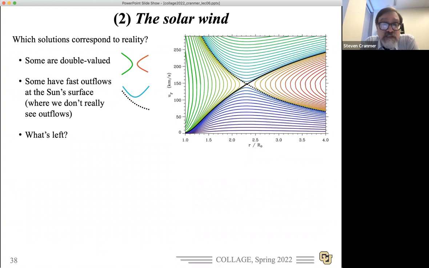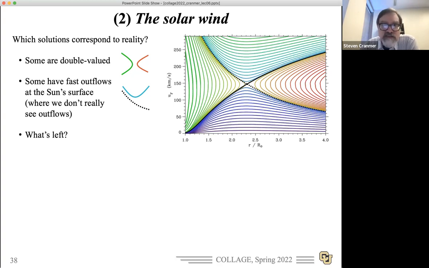The ones that pass through the infinite slope, right? The green ones on the left and the orange ones on the right, we can consider those as not being physically real, because there are two solutions for the flow speed at a given radius. They're double valued. The real world doesn't usually like to do that. It wants a unique solution at a certain distance.